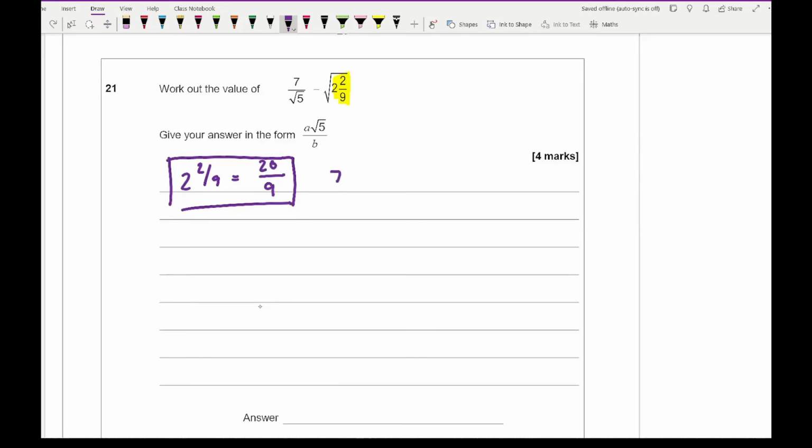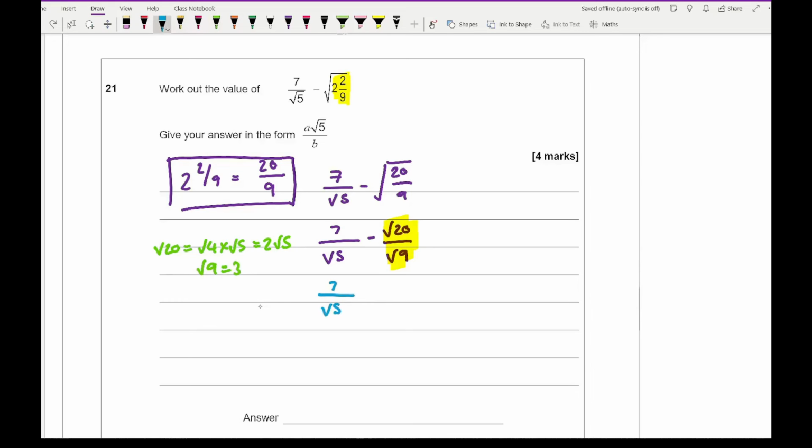So what we end up with is 7 over root 5 minus the square root of 20 over 9. That then becomes 7 over root 5 minus root 20 over root 9. Then I know that root 20 is root 4 times root 5, which is 2 root 5, and root 9 equals 3. So I can then write this as 7 over root 5 minus 2 root 5 over 3.